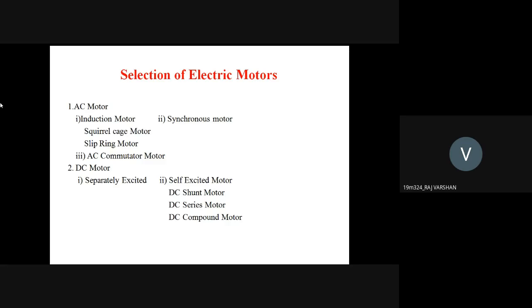Once again: the types of AC motors are the induction motor and the synchronous motor. The induction motor is nothing but the asynchronous motor. Asynchronous means this type of motor will run below synchronous speed. Synchronous speed is nothing but 1500 rpm, and it is given by N = 120 F/P. This formula was taught in the basic class, in the first class of electrical drive.